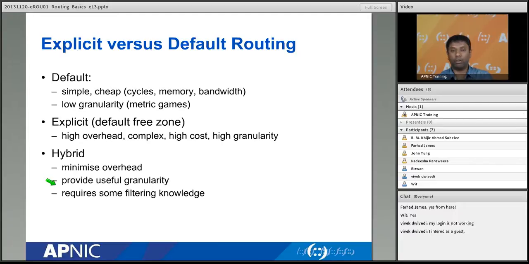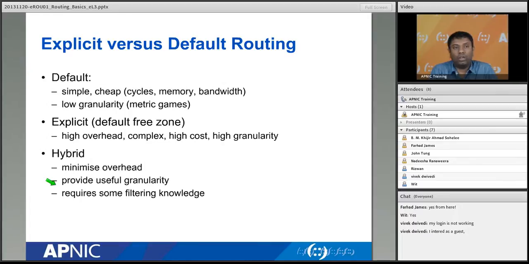So that in your router you don't need to contain all possible destinations in the world, because as you know, currently there are close to 500,000 plus routes available in the global routing table. So if you have a default route in your routing table, then you probably don't need to know all 500,000 plus prefixes. You just have one prefix, which is 0.0.0.0 in IPv4, right? And ::/0 for IPv6.